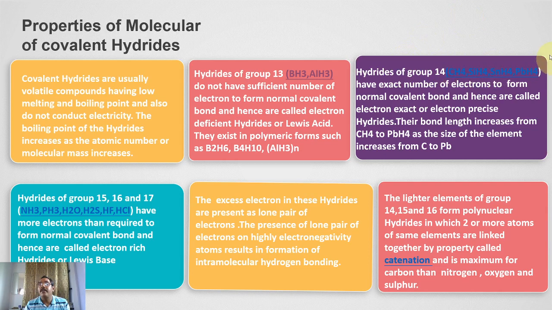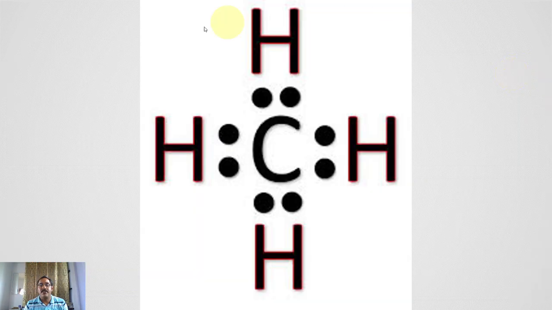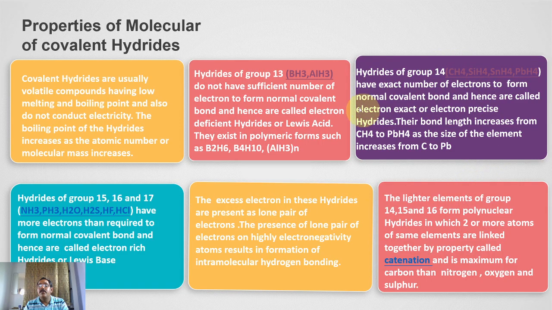We'll move to the third point. Hydrides of group 14 like carbon, silicon, etc. have the exact number of electrons. Let us see the structure. The outermost shell is filled with 8 electrons. Therefore, it is not electron deficient, not electron rich. Therefore, it is satisfied, and it won't act as a Lewis acid or a Lewis base. And the bond length increases from methane to PbH4 as the size of the element increases from carbon to lead.